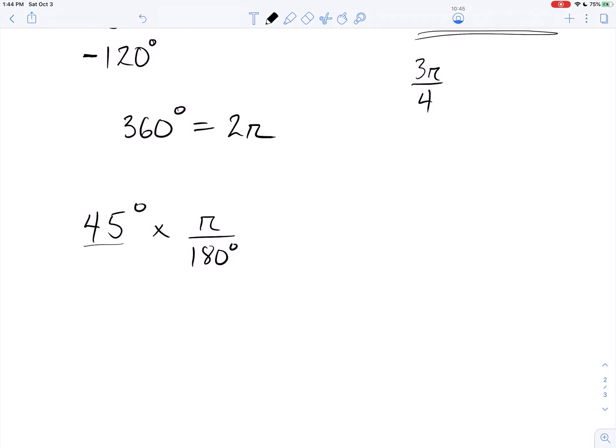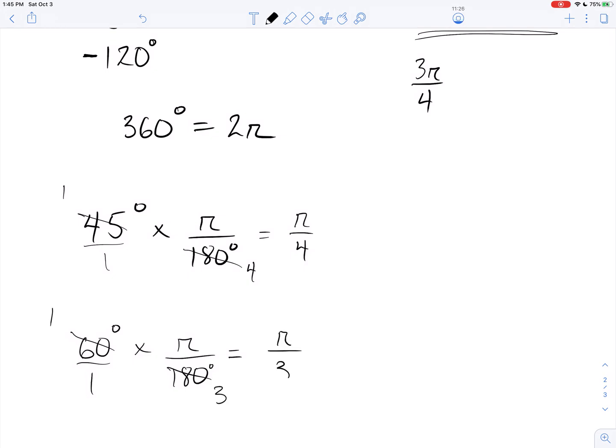Well, this is just a fraction times a fraction. I can cross cancel if I want. 45 goes into itself once. 45 goes into this 4 times. So I can convert into a pi over 4 angle. If I take any degree measurement and I multiply it by pi over 180, I can convert it into a radian measurement. So I go, oh, once again, whoops, I should have written a degree symbol. I could say cross cancel. 60 goes into itself once, 60 goes into that 3 times. The answer is a pi over 3 angle.